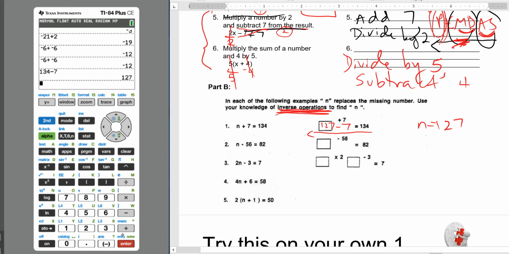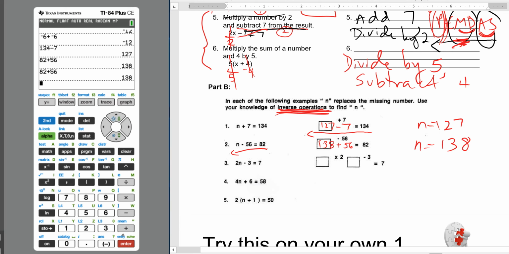Okay, 2. Starting at the back, 82, the inverse of minus 56 would be plus 56. And 82 plus 56 gives us 138. So we must have started with 138 before subtracting 56 to get 82.